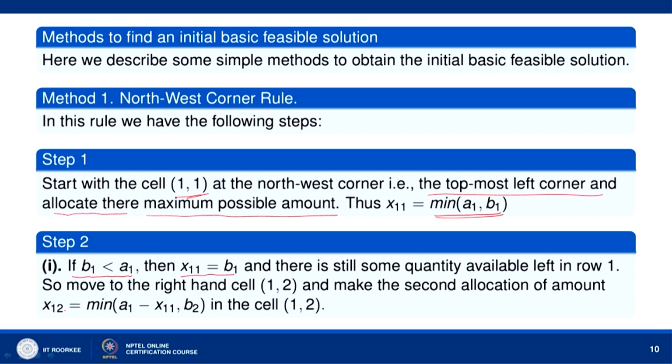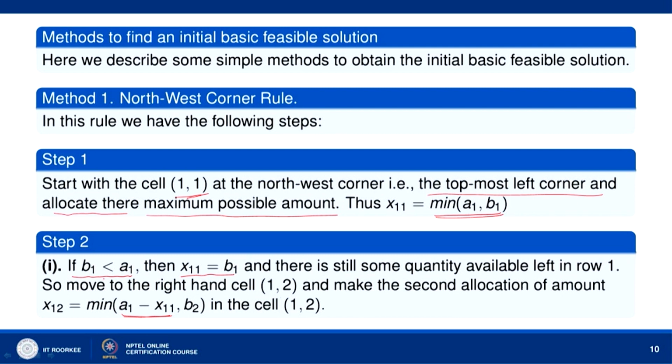Now, how much will that amount be? x12 will be the leftover, A1 minus x11. We have allocated B1, so the leftover is A1 minus x11. So, the minimum of A1 minus x11 and B2 we have to take, and that is to be allocated to cell 1 2.